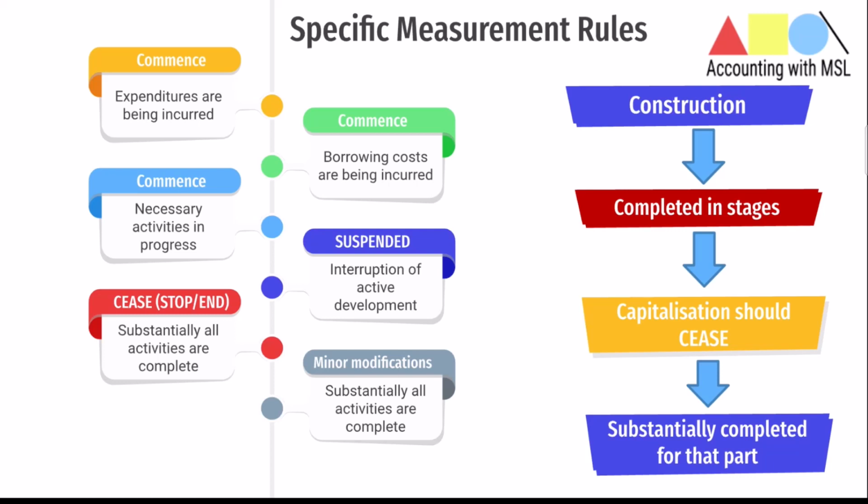If you are into a project that is in phases, so there's phase 1, phase 2, and phase 3. If phase 1 is completed and you can begin to use phase 1 whilst phase 2, 3, and the remaining phases are still under construction, then IAS 23 is clear. You need to cease capitalization on the completed part, in this example phase 1, as long as you can prove that substantially all of the activities necessary to prepare that particular part for its intended use or sale are completed. So these are the rules around construction in stages.